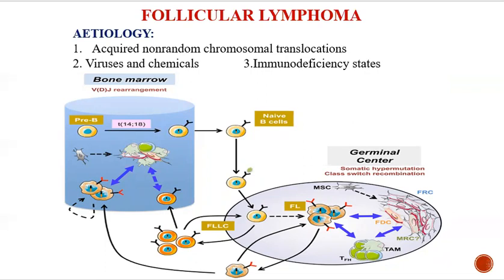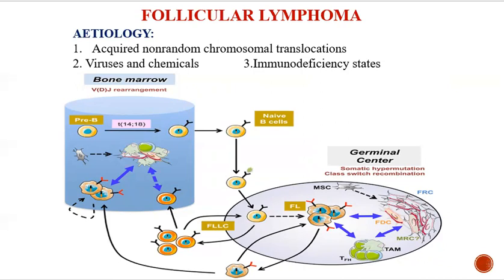Iterative reentries into germinal centers allow the acquisition of additional genetic alterations. Viruses have been implicated as etiological factors for lymphomas, including Epstein-Barr virus, human T-cell lymphotropic virus type 1, and herpes virus associated with Kaposi sarcoma. Acquired immune deficiency may include infection with the human immunodeficiency virus.